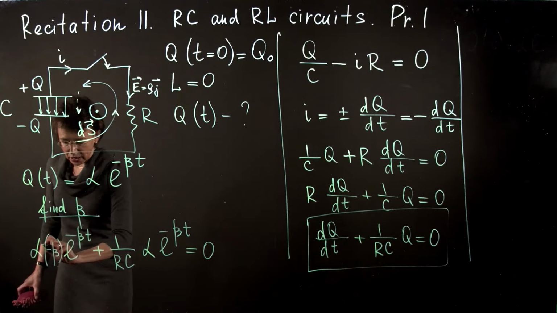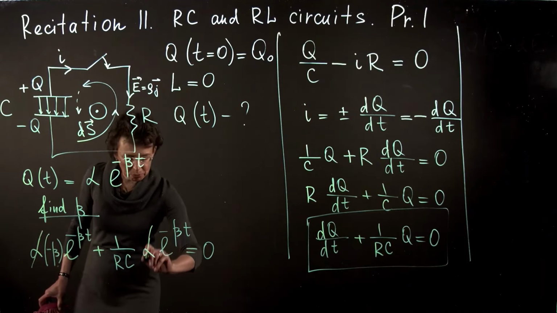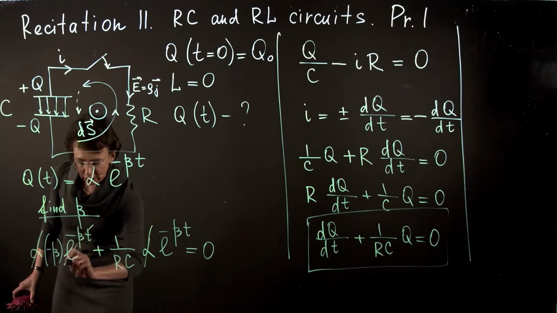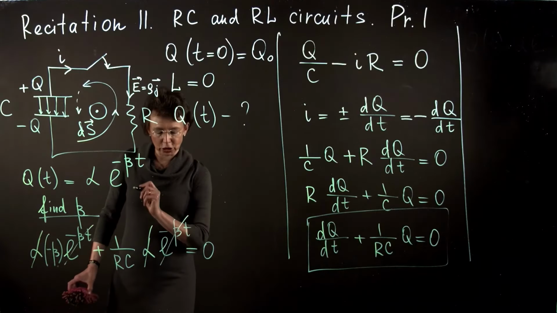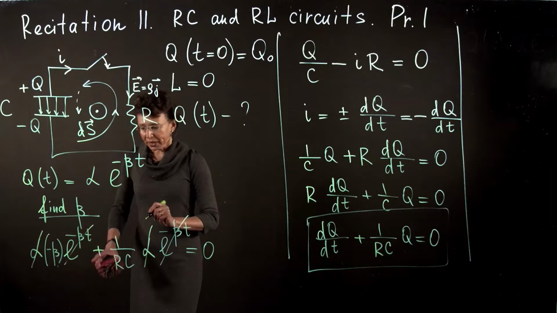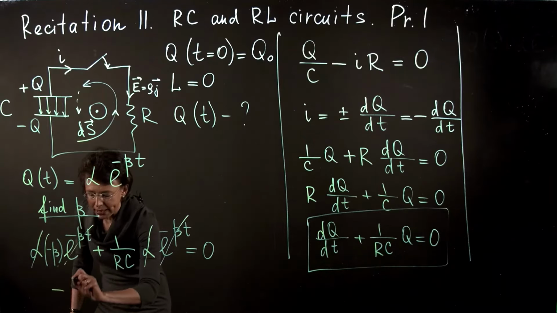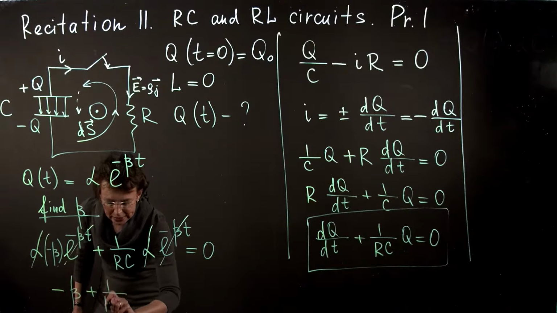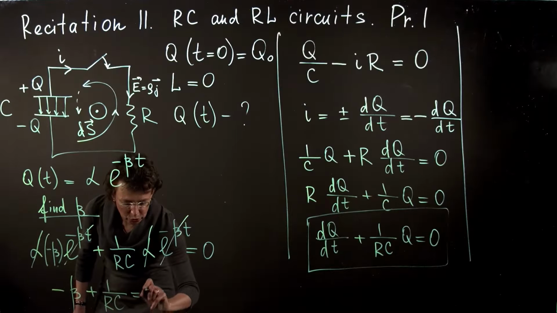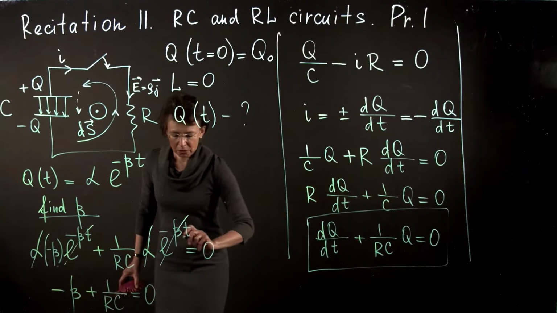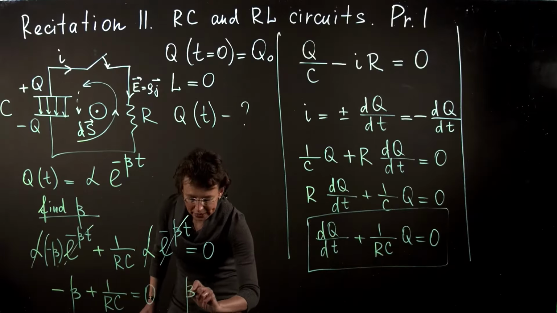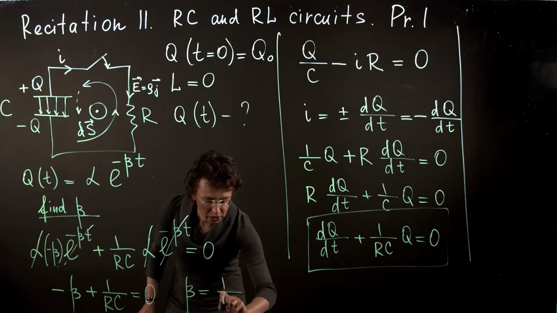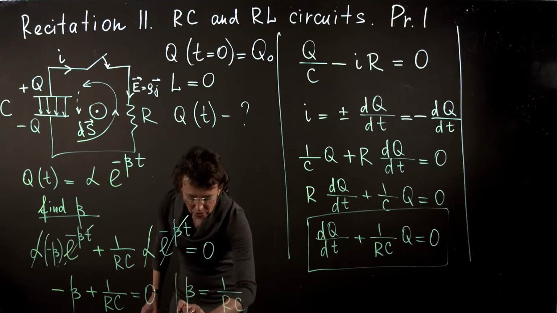What will we do next? Let's simplify it. I divide both sides by alpha, and I divide both sides by e to minus beta t. And what we have here is minus beta plus 1 over RC is equal to 0, which brings us to beta as 1 over RC. We found beta.